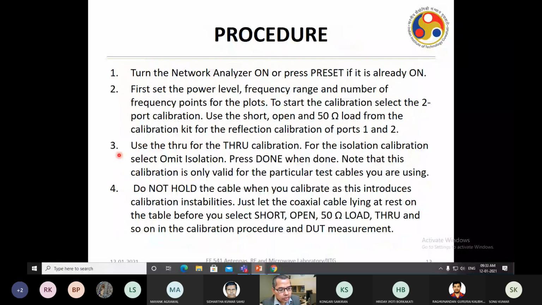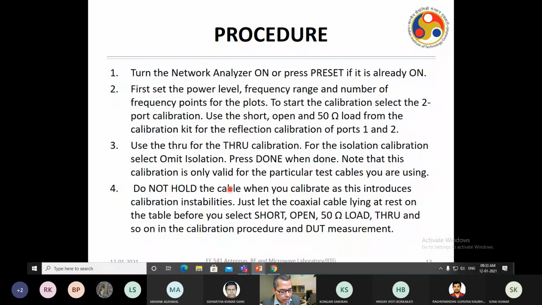As I already told you, you will have four steps: short, open, match load, and through. Four steps you have to do. So short, open, 50 ohm load, through. All the coaxial cables, all the devices, we actually make with an impedance of 50 ohms. So if I give a match load of 50 ohms, then there won't be any reflection. So we have to do all these four steps.